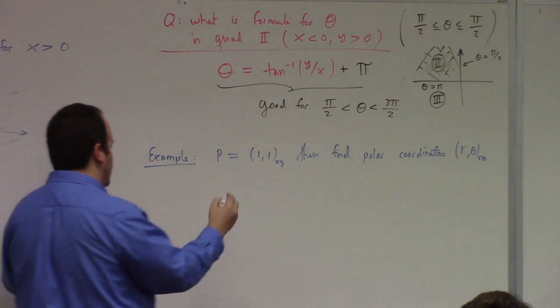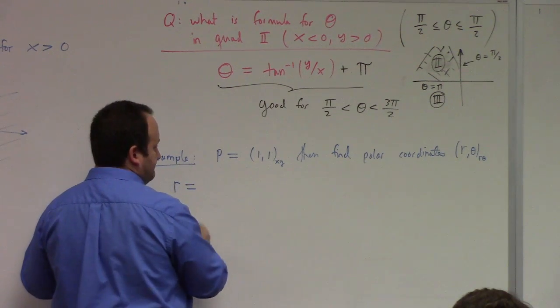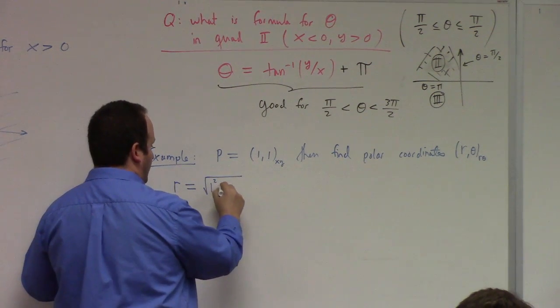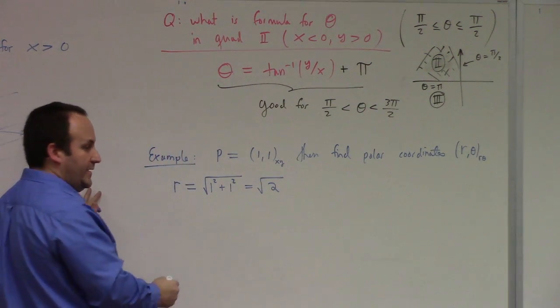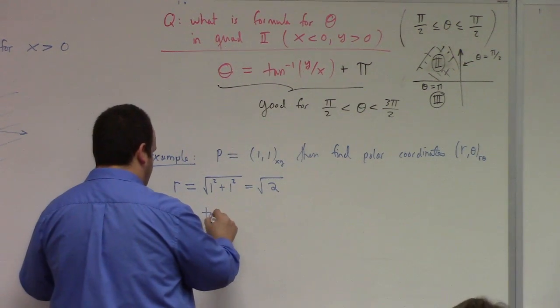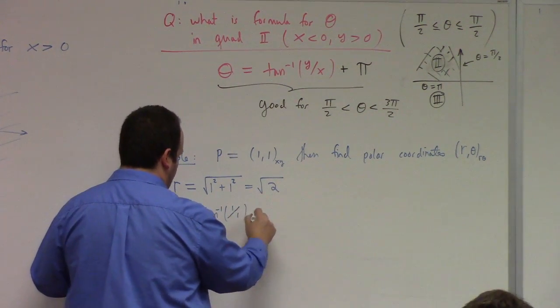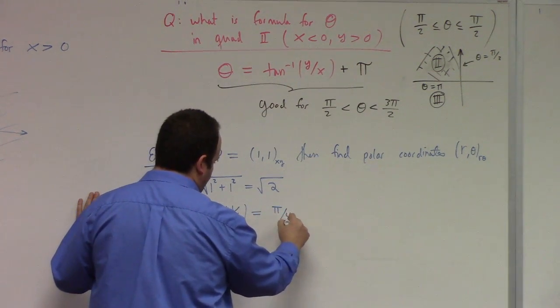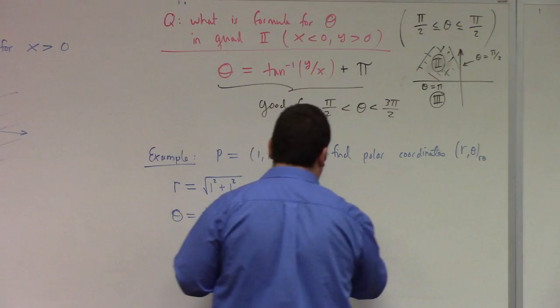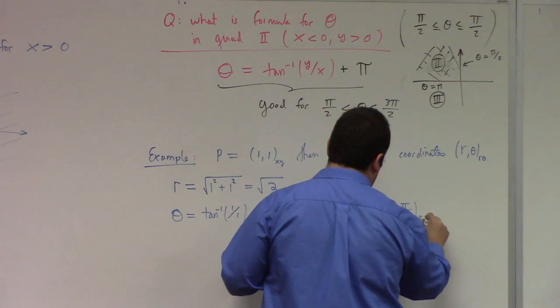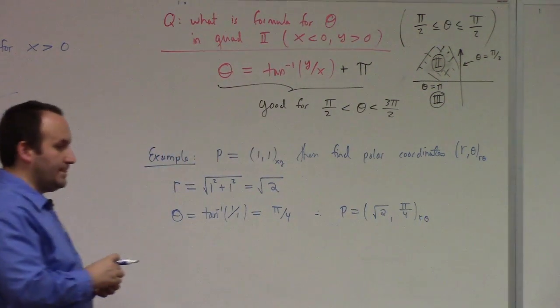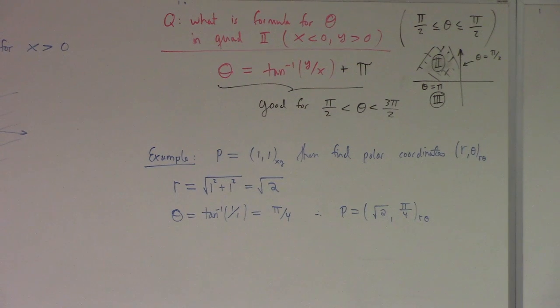So what is r? r is equal to the square root of 1 squared plus 1 squared, which is square root of 2. And we're in quadrant 1, so I can use inverse tangent: inverse tangent of 1 over 1, otherwise known as pi over 4. So, therefore, p is equal to root 2, comma, pi over 4 in polar coordinates. This is ambiguous, though, right? What else could you do?